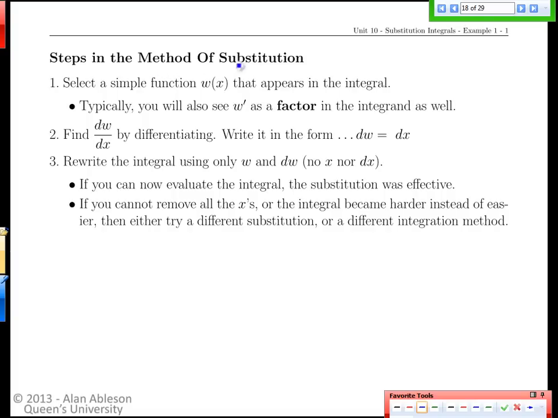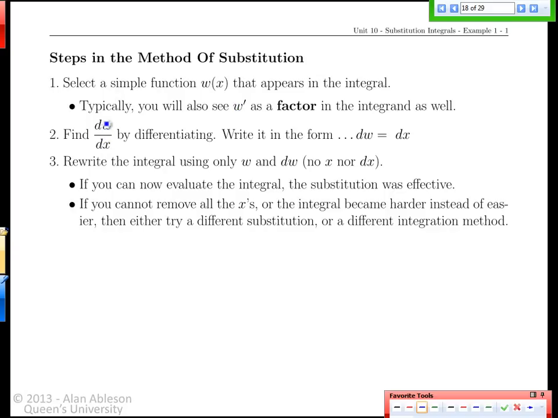Let's do a quick review of the steps that occurred in that method of substitution. We're going to define a new function or variable w, and it's going to be something that you see in the integral in most cases. And in most classic substitution examples, you'll also see somewhere else in the integral the derivative of that w.